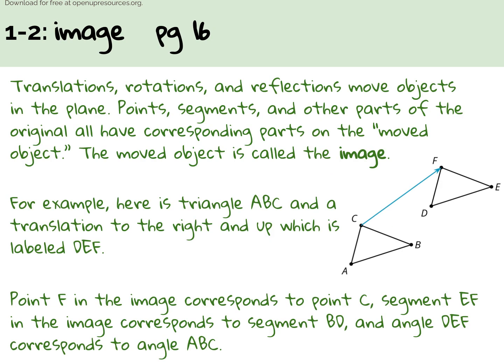So starting on page 16, we have a lot of vocabulary. The first one that we're going to talk about is what is considered an image. An image is where an object is moved and it stays put. So we move it, and it's the end result. So an image is an end result. Go ahead and put a definition down for image on page 16.